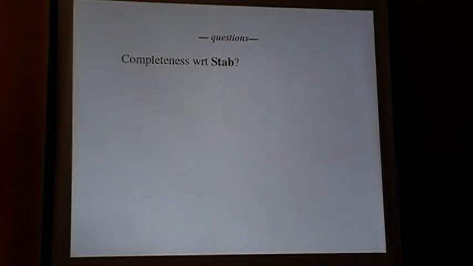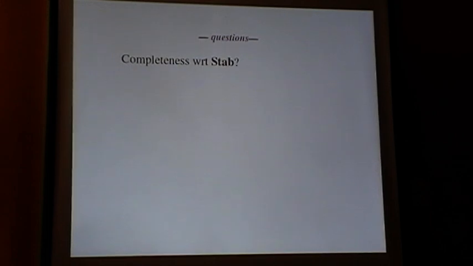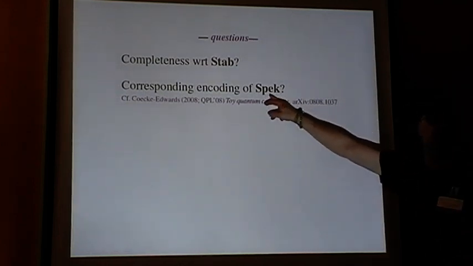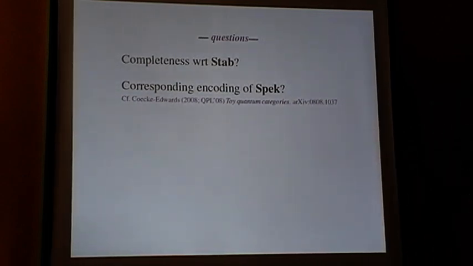So I already mentioned, are we complete with respect to stabilizer versus quantum mechanics? I put stabilizer as a category. I wrote a paper with Bill Edwards and Rob where we defined the stabilizer formalism as a category. Is there a corresponding encoding of Spek? Spek is a category of Spek in story theory. Is there a corresponding encoding of that?